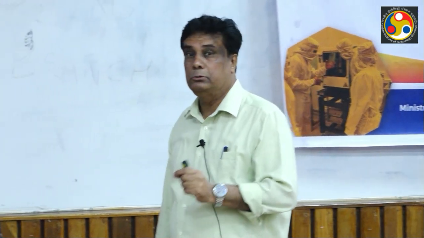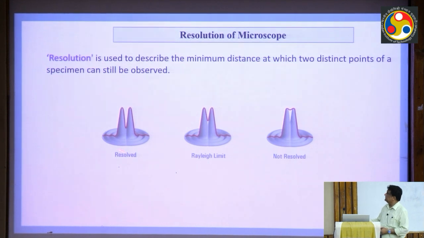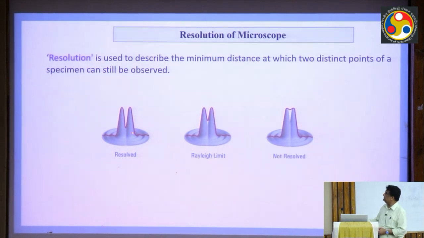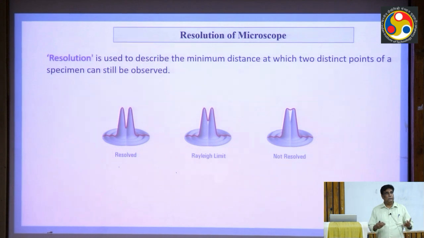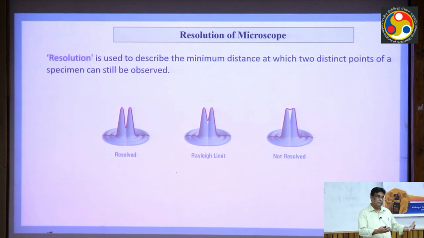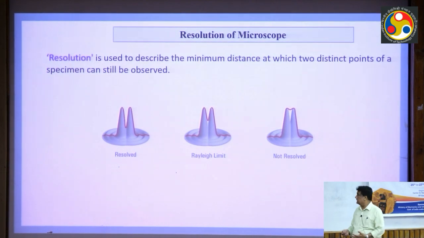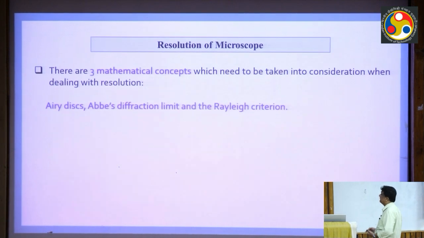Resolution is the closest distance between two points which can be observed, or resolved. On the left side, you can see the two peaks can be resolved. When they overlap, there is a limit, and then they are not resolved. It is like a distribution, how much we can resolve and how much we can see. Light microscopy similarly is able to see at the level of microns.